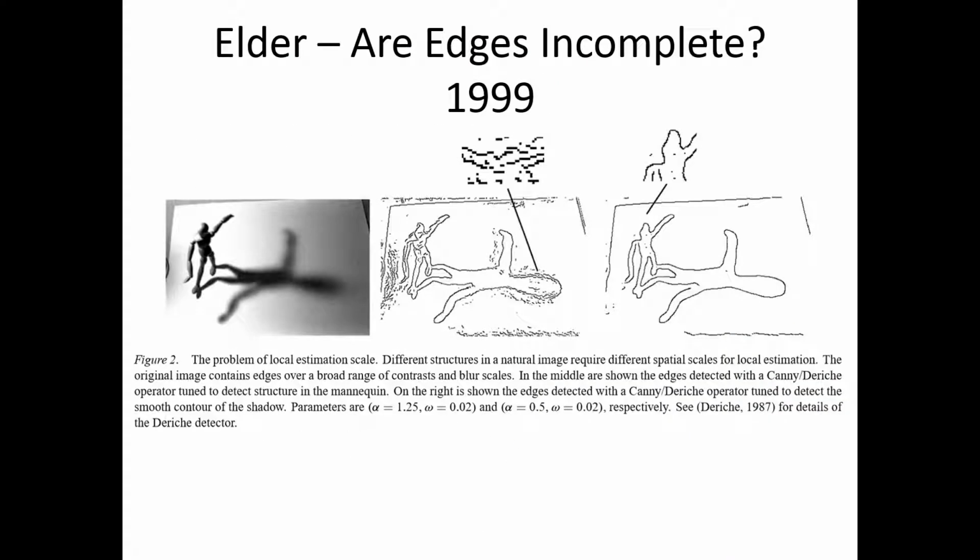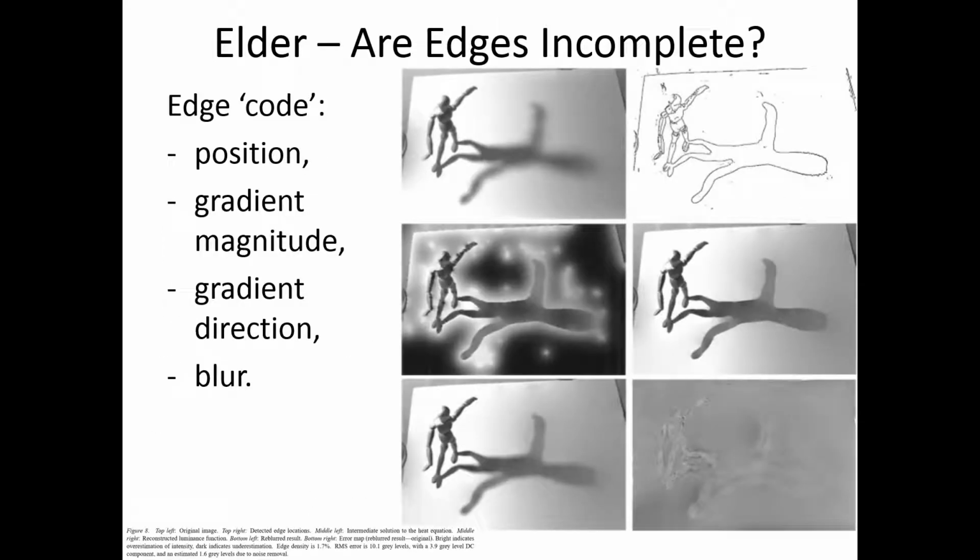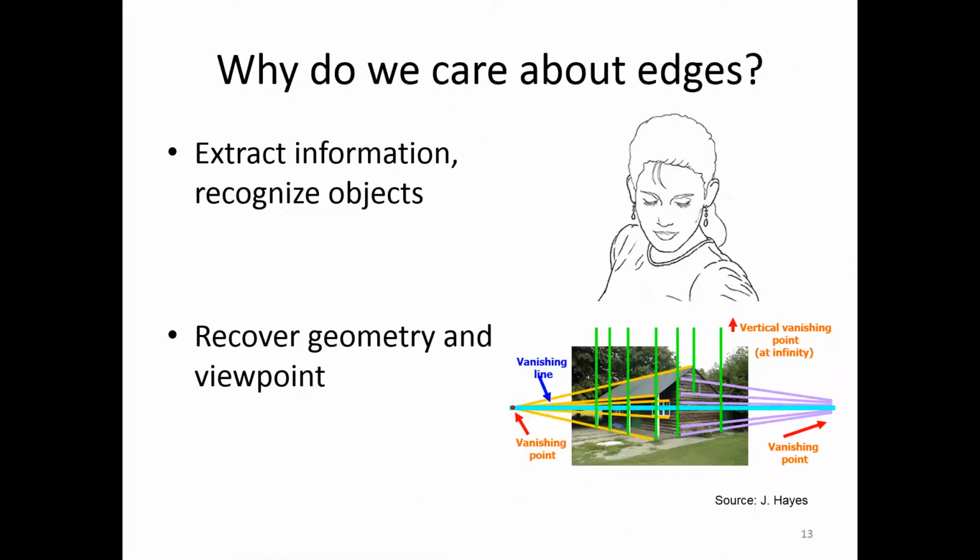It's kind of interesting. It's some work by Elder in 1999. What he argues is that really just from the edge image you can get lots of information. What he did is he started with just a photo like this, then extracted the edges, and tried to re-synthesize the entire image. And this is the image he ended up with after a couple of processing steps. So he argues that we can really get lots of information from the edges.